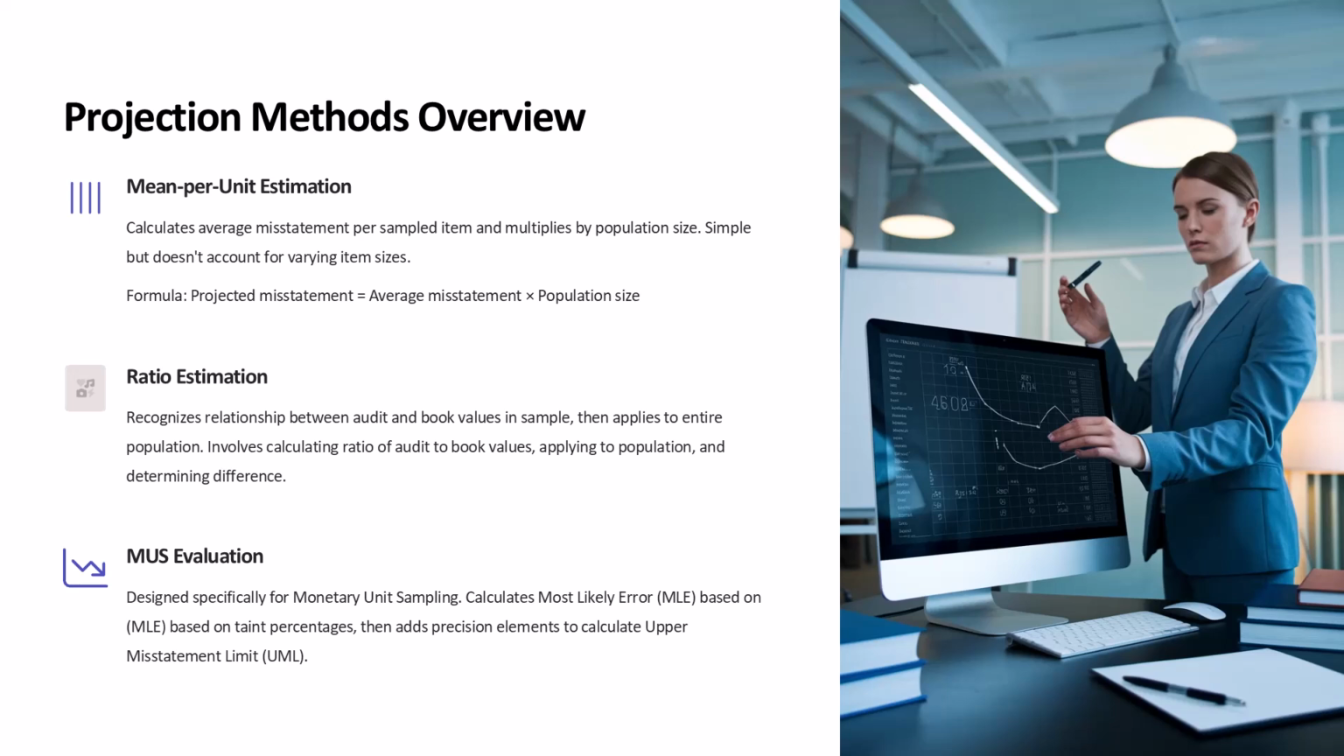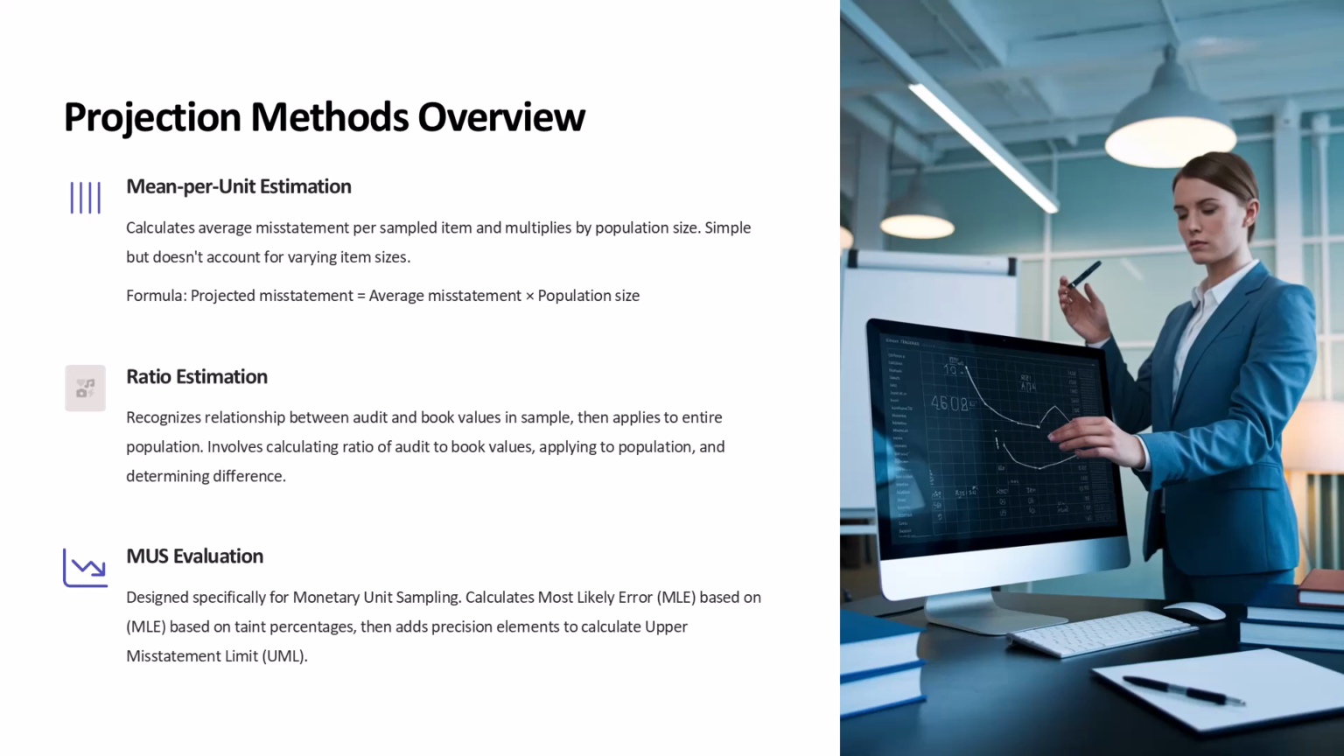Second, ratio estimation. This method recognizes the relationship between audit values and book values in the sample, then applies that relationship to the entire population. It involves 3 steps. First, calculate the ratio of audit values to book values in the sample. Second, apply that ratio to the population book value to estimate the true population value. Finally, calculate the projected misstatement as the difference between the book value and the estimated true value.